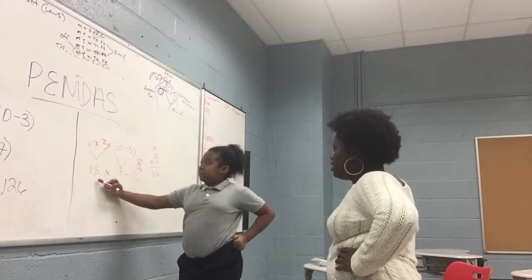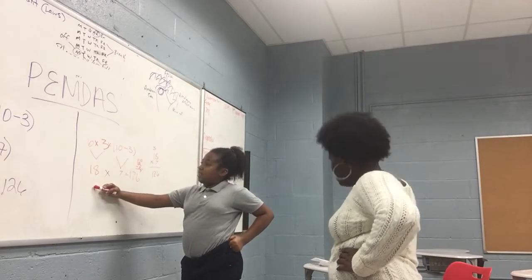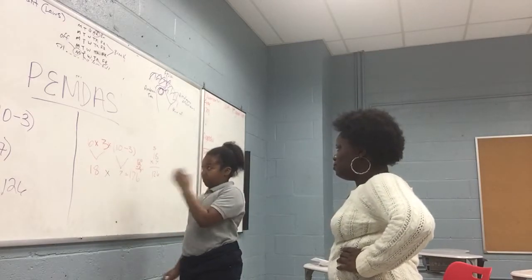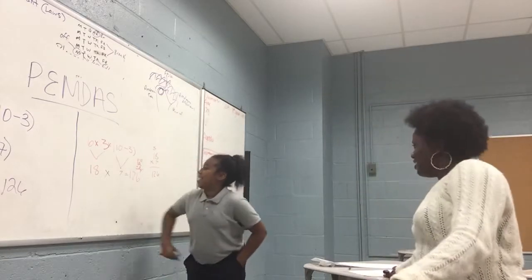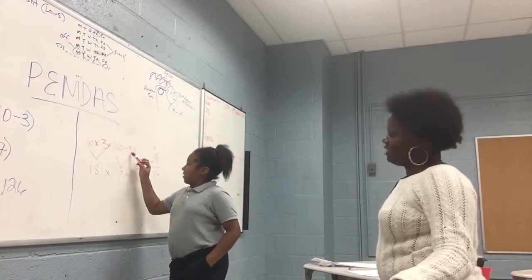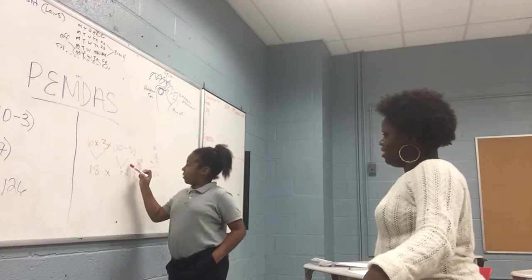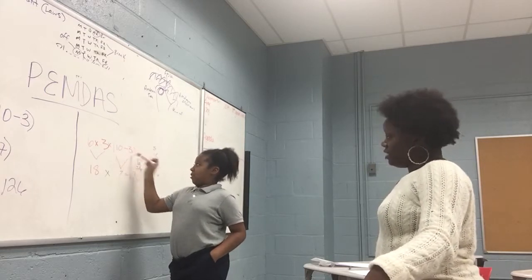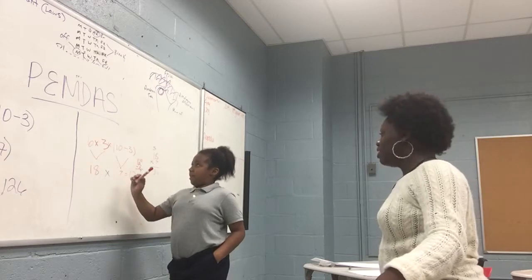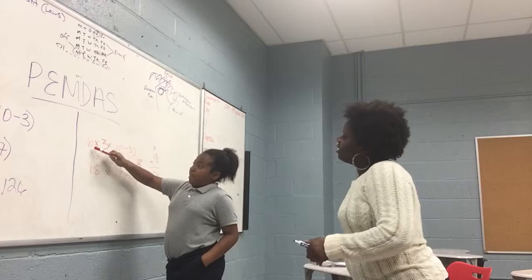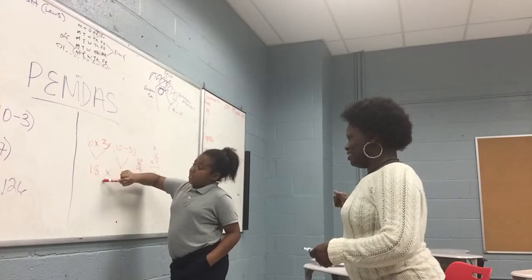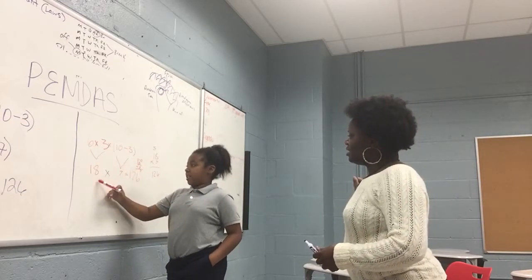But what's the first thing you did? They both have a P. They have parentheses, right? So I had to get my parentheses first. Right. And that's when 10 minus 3 equals 7. And after that, I went to my multiplication. I know that 6 times 3 equals 18. So I put my 18.